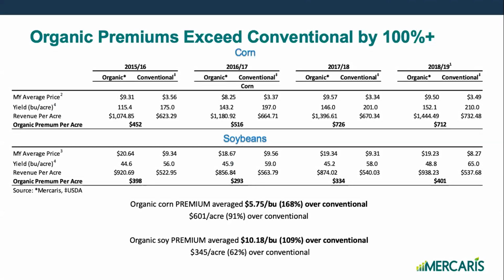For organic soybeans, that premium is higher. It's at about $10.18 per bushel. Again, still exceeding 100% of the conventional market. So just by tracking organic premiums, you can see that this is still an incentive essentially for growing organic, is that premium is holding over time.